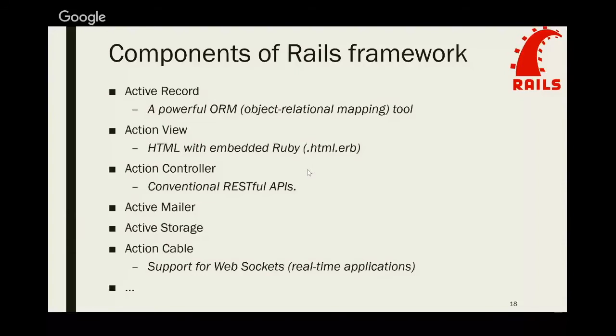And Action Cable is something similar to socket.io in Node.js. So they have support for WebSocket. This one came a bit later because in the previous versions they were unable to do real-time operations, so they added this new thing called Action Cable. Cable just means like a cable between you and the web server.